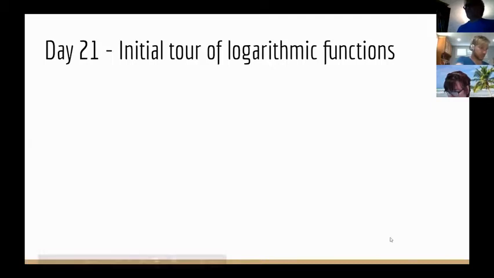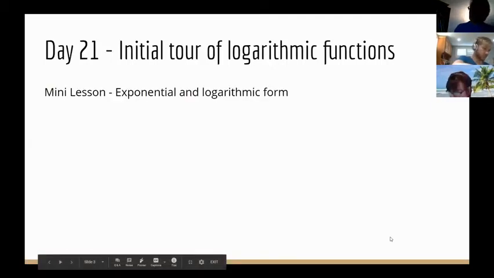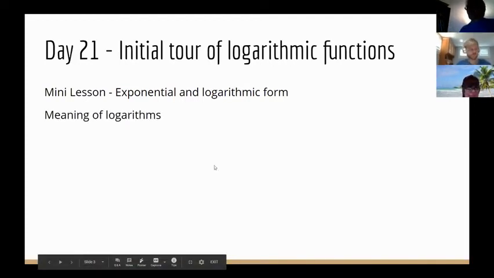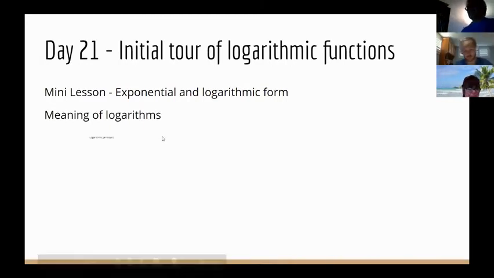We're going to do today an initial tour of logarithmic functions. We're going to do a mini lesson because some of the stuff may be familiar to some of you, but not all of you, about exponential and logarithmic form. We're going to talk about what is the meaning of logarithms. And then, of course, we're going to do a little Jamboard. We're going to do a logarithmic Jamboard.